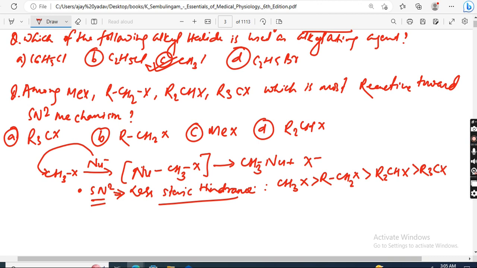Right, in this order they will be reacting. So look over here, this is CH3X, so this will be giving SN2 reaction more rapidly than any of these.